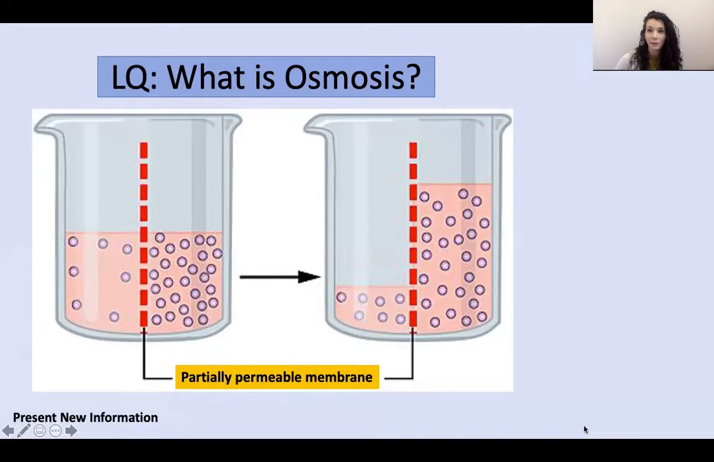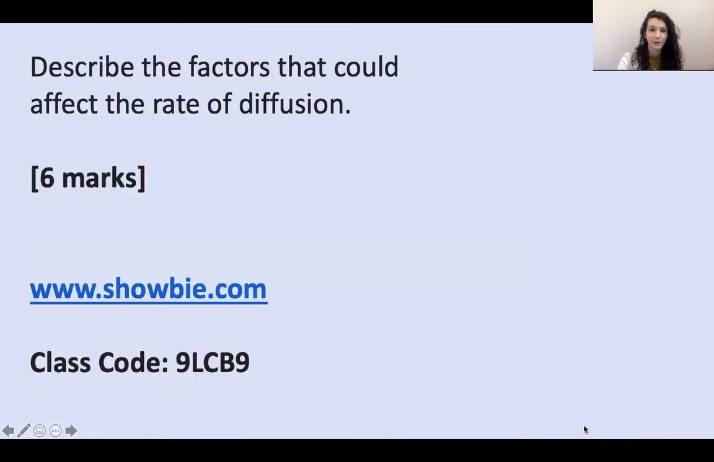The first thing that we are going to do though is take a look back at last lesson. At the end of last lesson, I showed you a 6-mark question about diffusion. Here it was: describe the factors that could affect the rate of diffusion. Remember, diffusion is the movement of particles from a high concentration to a low concentration, and there are 3 main factors that can affect the rate of diffusion.